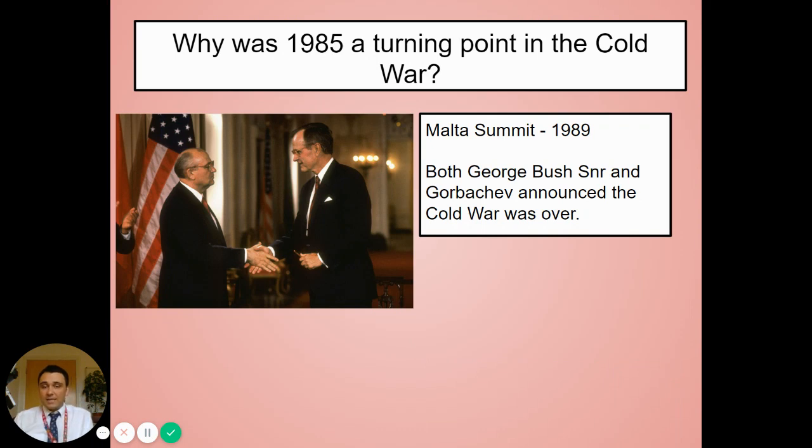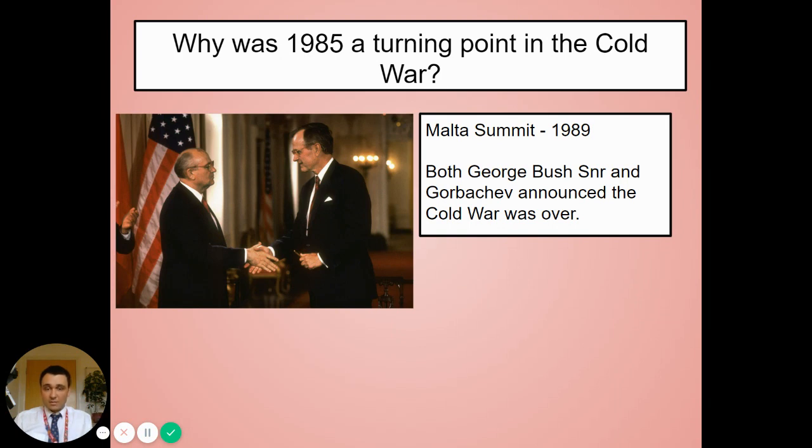And in 1989, both Gorbachev and the new president, George Bush Sr., announced the Cold War was over and that they would be working together in the future. That tension had now gone completely as a result. And really, we've got to look at Gorbachev for doing this, for talking with the West and being open-minded. This doesn't mean that the USSR turns capitalist.